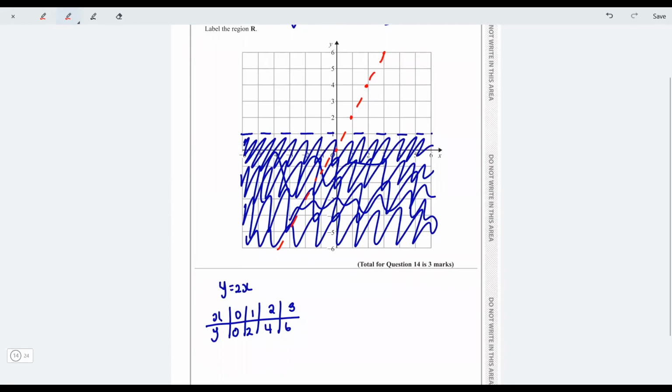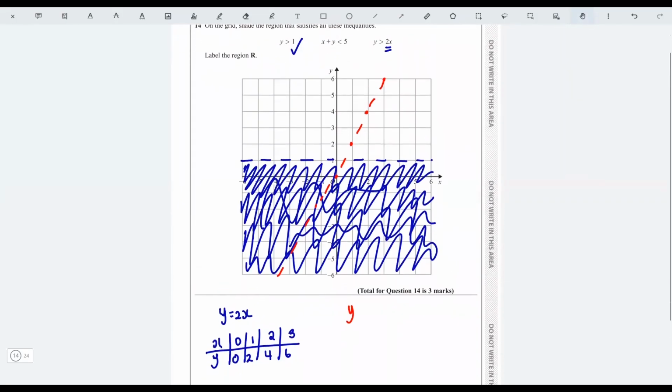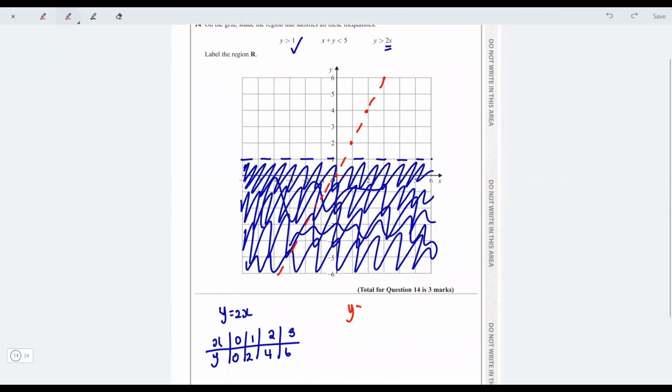So y is, let's have a go back at the top. Not good when that happens. Let's have a look, get rid of that. And what is it? y is greater than 2x. So y is greater than 2x. So I'm just going to pick a coordinate here. That's 4, 3.